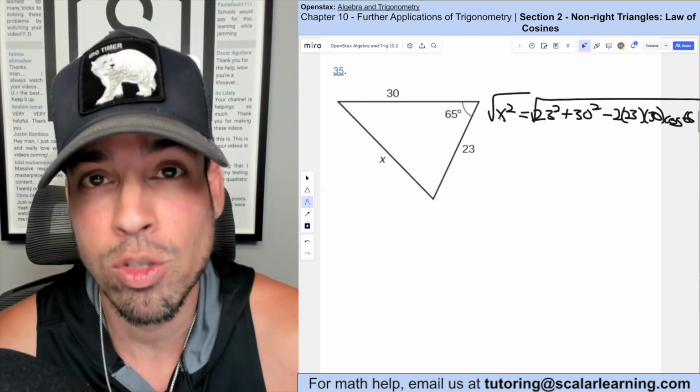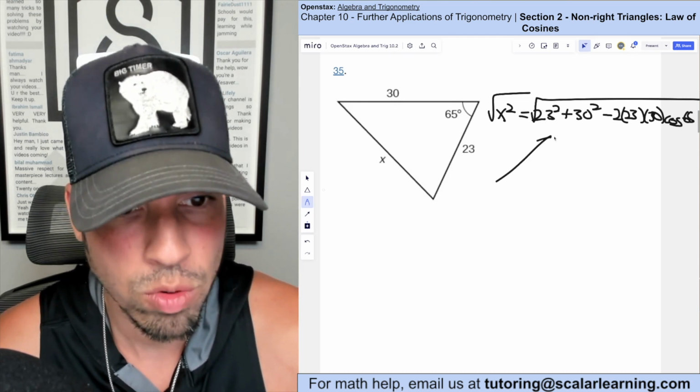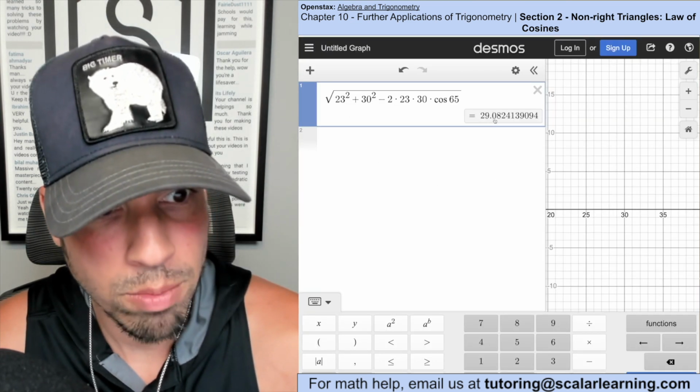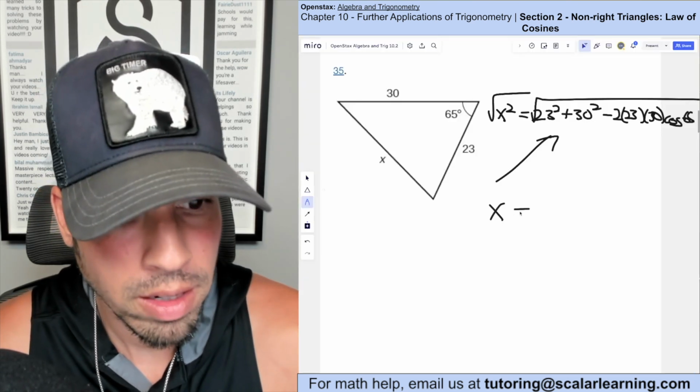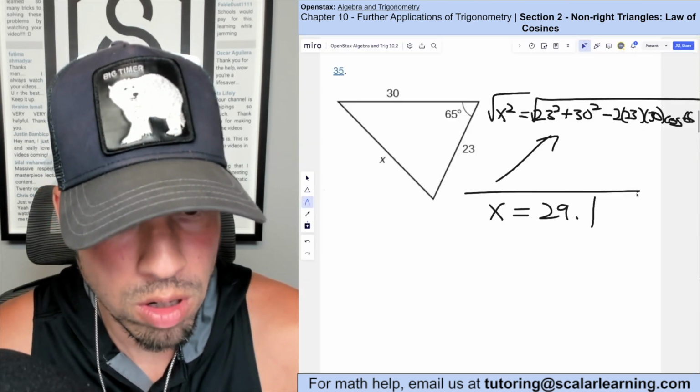All right, and then now to solve for this, we got to take the square root of both sides because I don't want x squared, I want x. So let's plug this quantity into Desmos, and we get 29.1 to the nearest tenth. So x equals 29.1, boom, done.